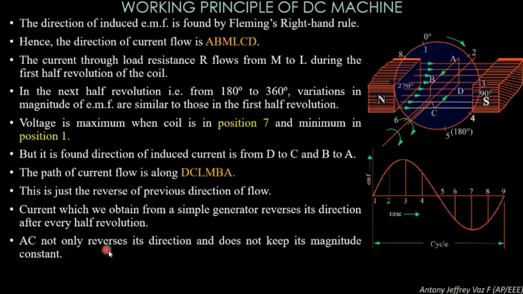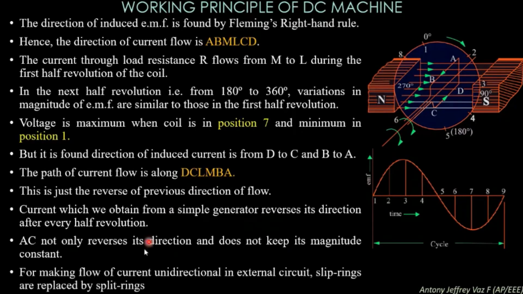Alternating current not only reverses its direction but also does not keep its magnitude constant. So you can see here the current direction is reversed for each magnitude change. In a positive cycle and negative cycle, the direction of current is changing from ABMLCD, and for the negative it is from DCLMBA. For making flow of current unidirectional in the external circuit, slip rings are replaced by split rings.